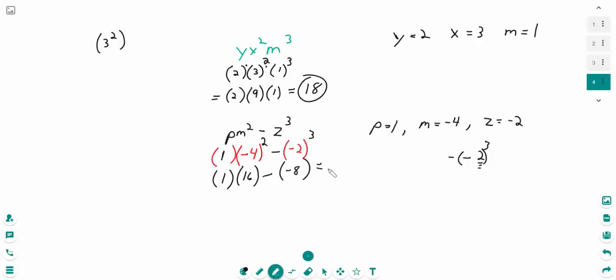And now we can work this out. So we have 1 times 16. Well, that's easy. That's 16. And then we have a minus minus 8, which is going to be the equivalent of plus 8. 16 plus 8 is 24. That's our answer. Okay. Very good. So hopefully that kind of makes sense to you. And that's pretty much where we need to stop here.